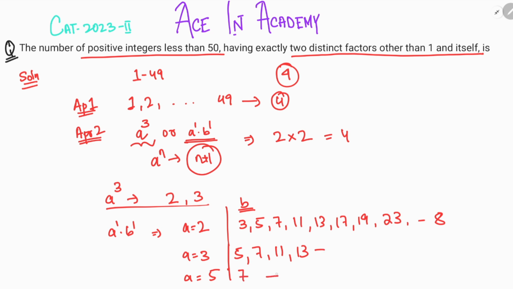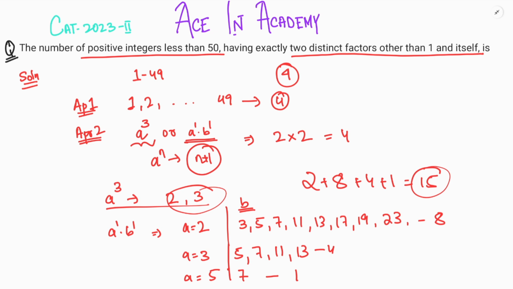So the total number of numbers that we have is 1 plus 4 plus 8 plus 2 over here. That is equal to 2 plus 8 plus 4 plus 1, which is equal to 15 numbers. So this was the shortcut method by which we can calculate the total number of numbers that have 4 factors.